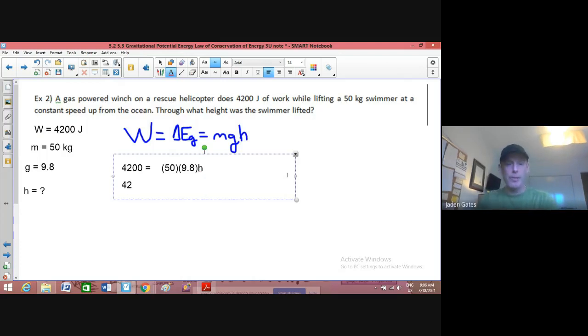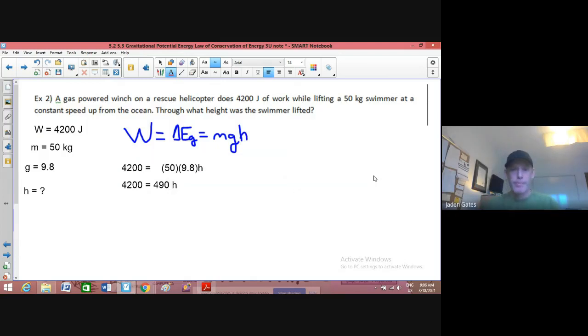Just simplifying here, I have my 4,200 joules. I take my 50 times 9.8, which gives 490 times H. And to get my H value by itself, I'm going to divide both sides by 490.